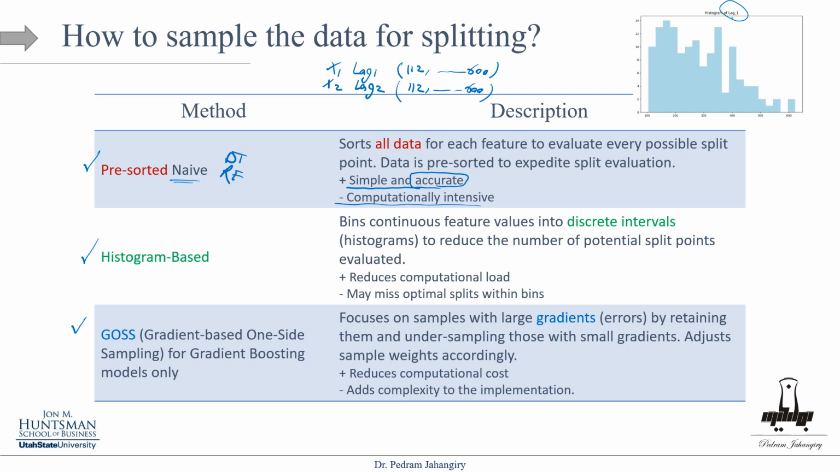Okay, the next one is histogram based. So we already have a histogram of features. For example, this is the histogram of lag 1, and then we're going to bin those continuous feature values into discrete intervals, right? So instead of 200 possibilities, if the bins are something like this, we're going to get quite fewer than that. So maybe we're going to end up with 20 of them, right? Basically, the idea is to reduce the number of potential split points. What is the advantage? It's going to reduce computational load, but what is the disadvantage? There's a trade-off, right? You may miss the optimal split within bins. So again, there's always pros and cons.